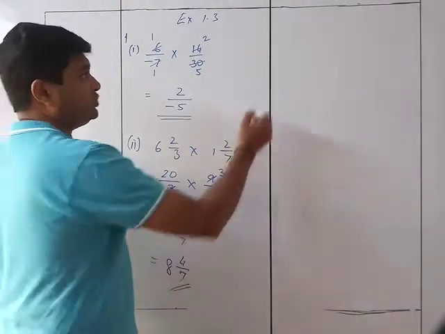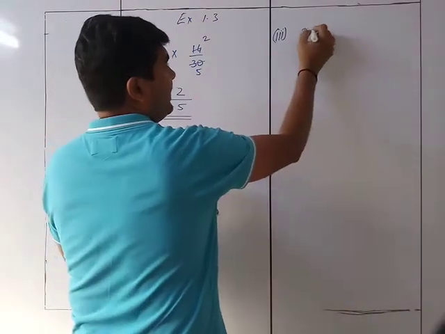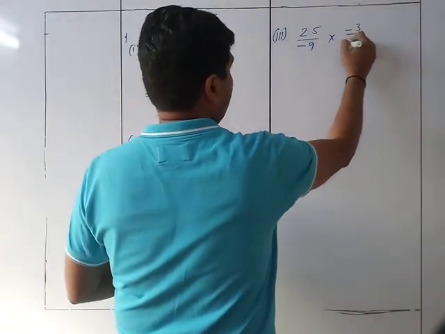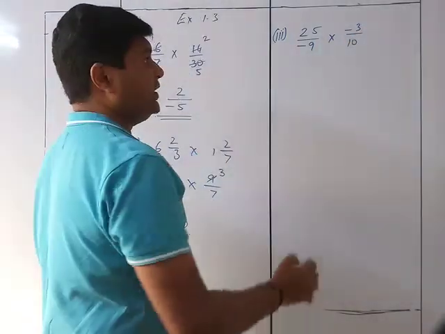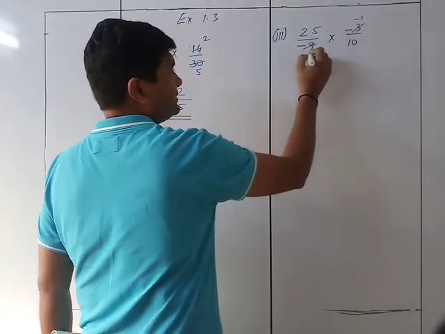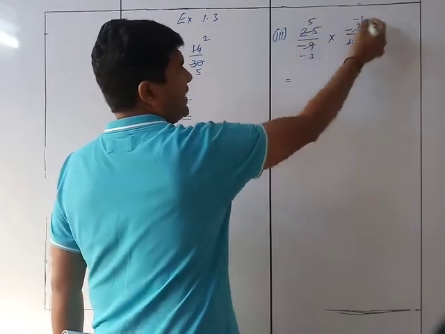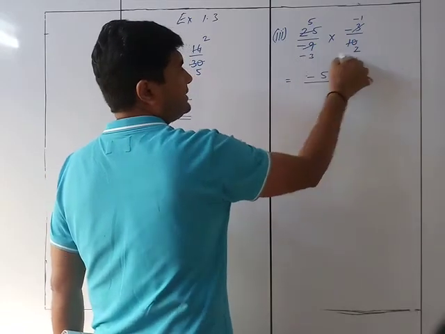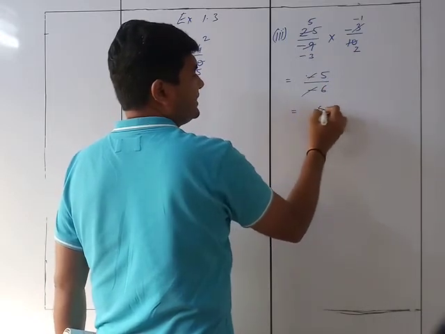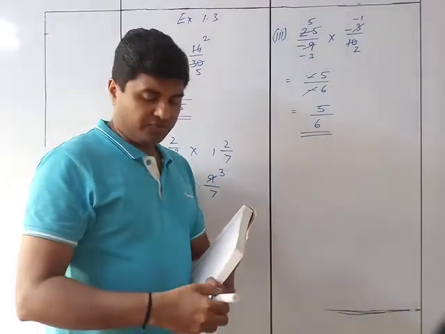Okay, we go to the next one, that is sum number 3, which is 25 upon minus 9 into minus 3 upon 10. We see over here that cancellation can take place between the 9 and the minus 3, which gives minus 1 and minus 3 respectively, and between 25 and 10, which gives 5 twos and 5 fives. Accordingly we have 5 into minus 1 is minus 5, and minus 3 into 2 will be minus 6. Minus minus gets cancelled, and we get 5 upon 6 as the final answer. Okay, this was about the first question.